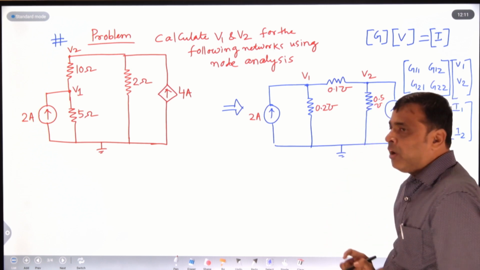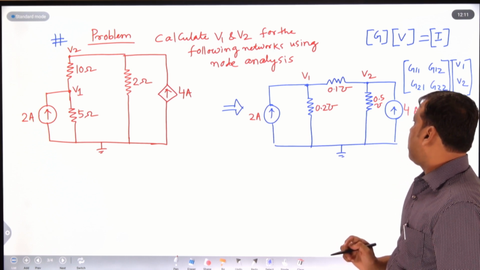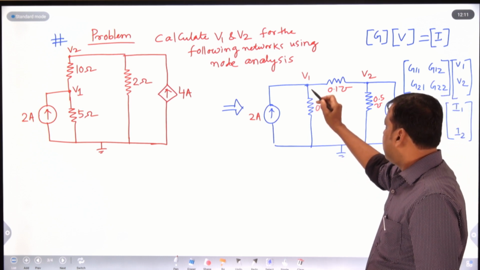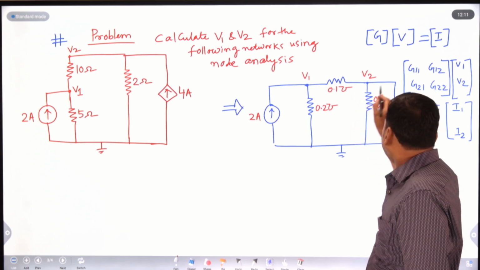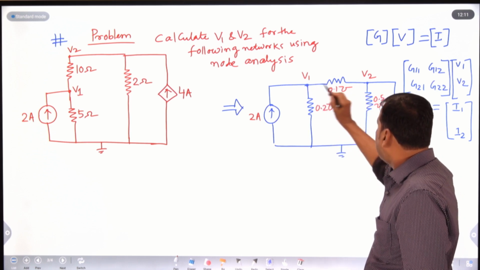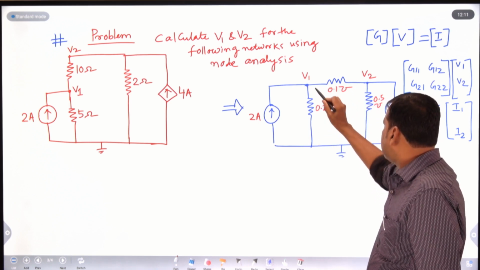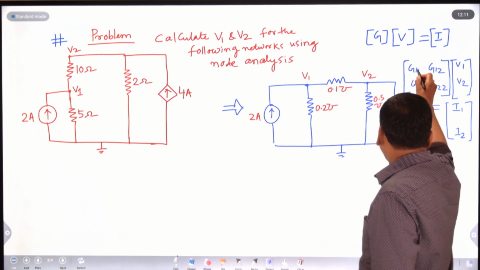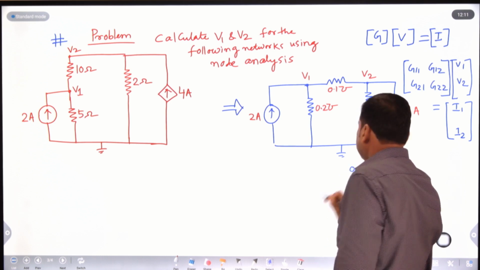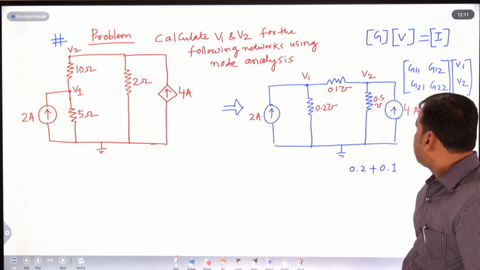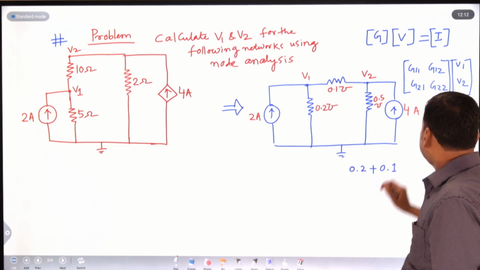So G11, already I told you, G11 is nothing but the sum of the conductances connected at node 1. How many conductances are connected at node 1? Here there is one and another one, so that is 0.2 and 0.1. There are two resistances here, I have converted them into conductances. One is 0.2, another is 0.1. So for G11, I can write 0.2 plus 0.1. This is the sum of the conductances connected at node 1. That is your G11.